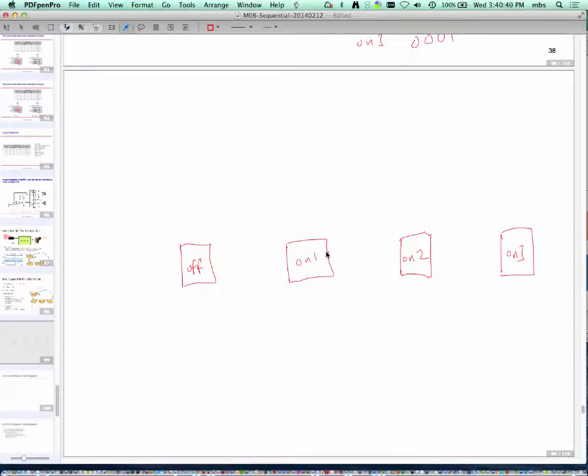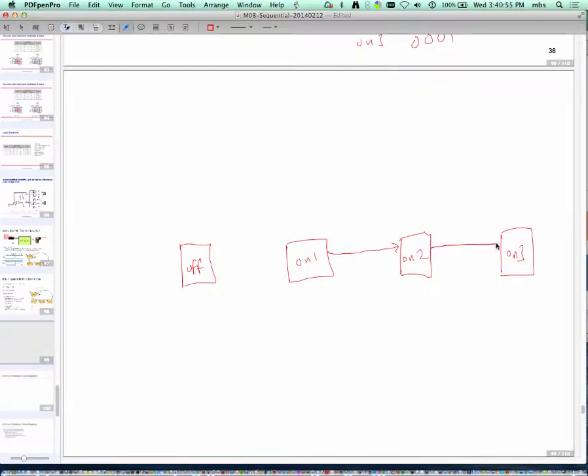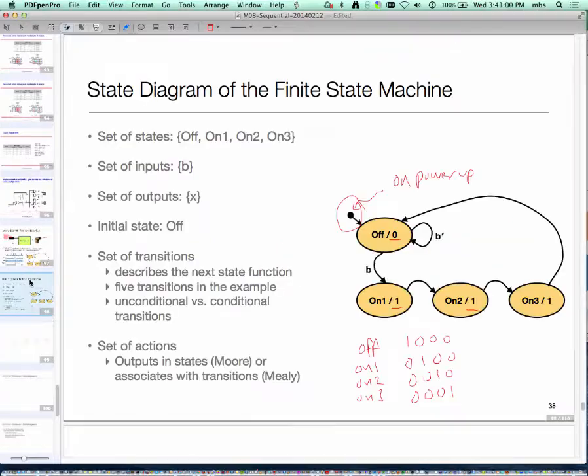Okay. What about on 3? Same thing. On 3 will basically come from on 2. Okay. What about on 1?